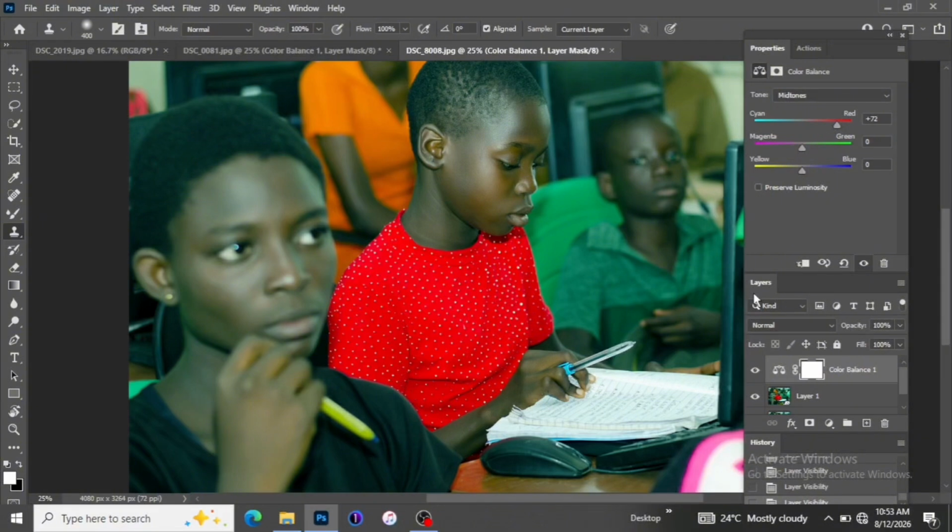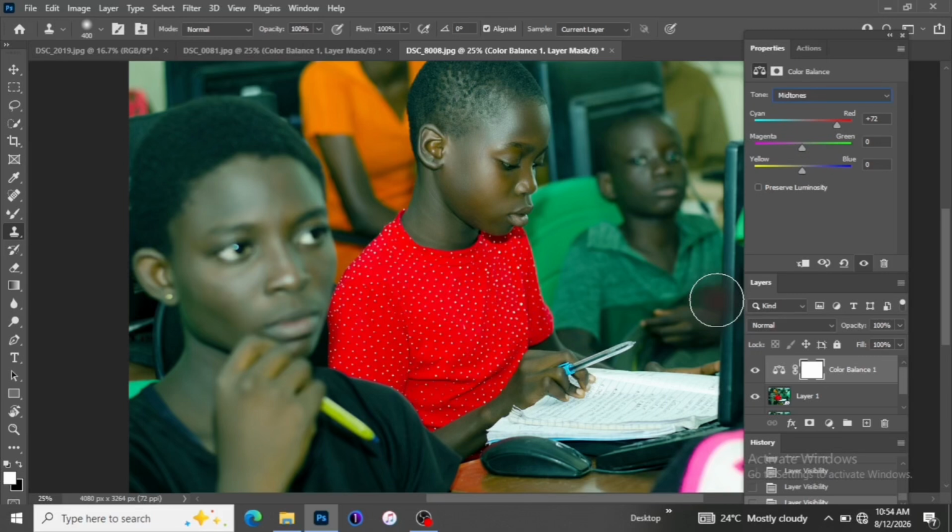look at the color that is more dominant in your picture, then balance the color. If there's too much of red, you balance it by adding more cyan. If there's too much of magenta, you balance it by adding more green. If there's too much of yellow, you balance it by adding more blue. That is how it is.